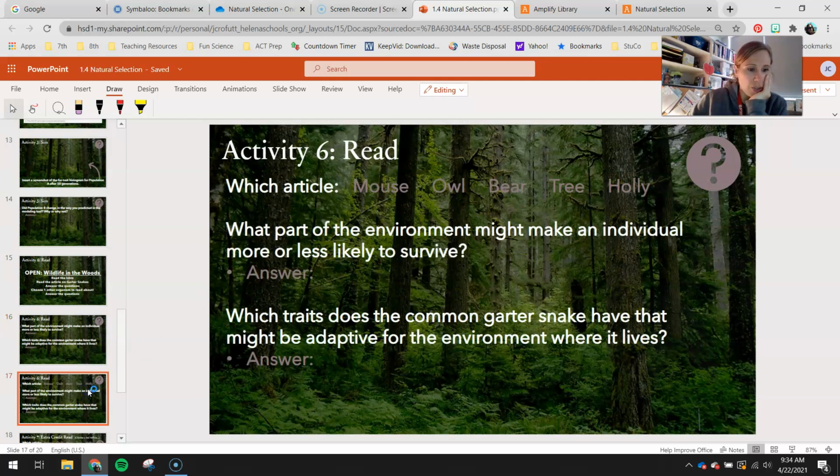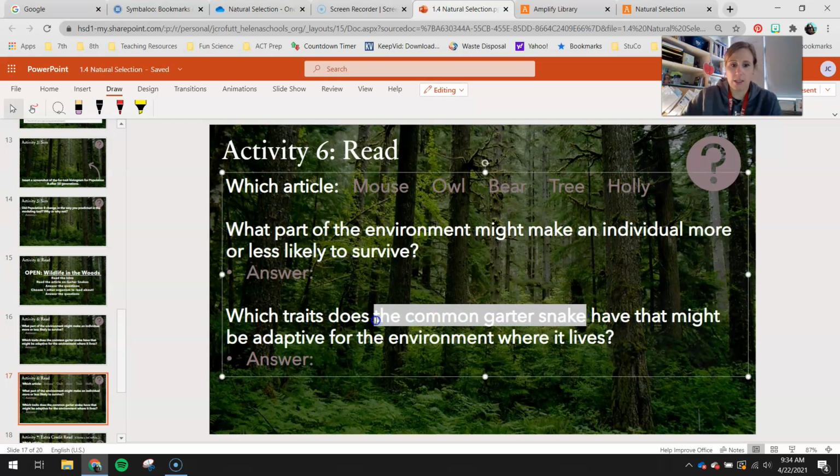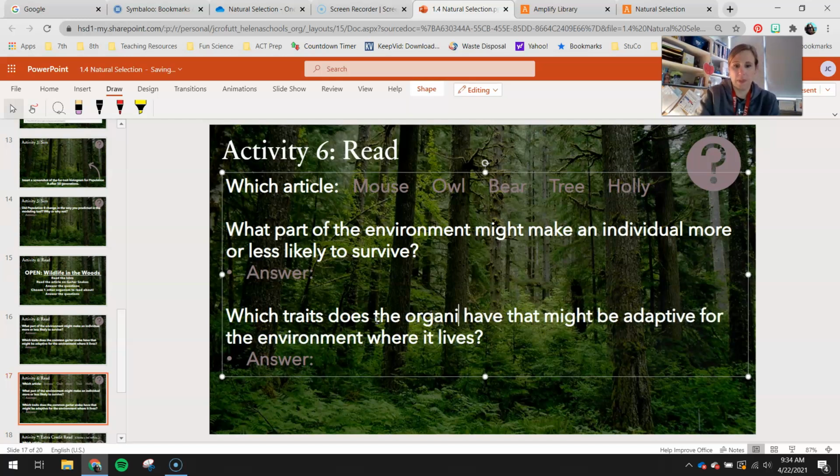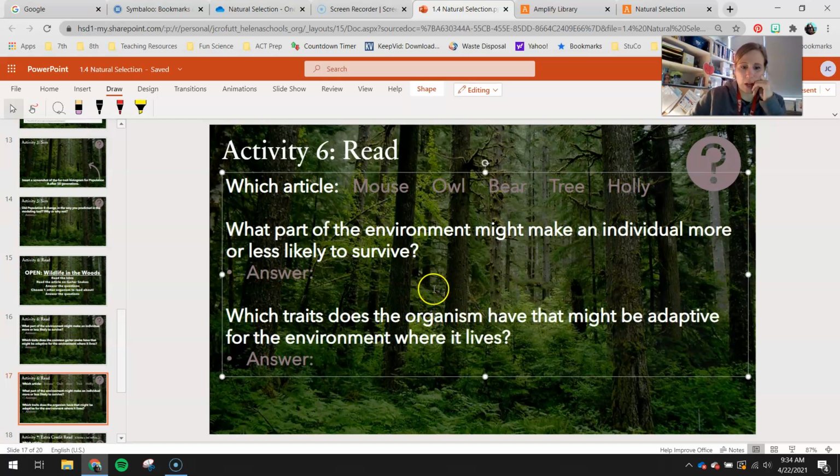Then you're going to choose one other article to read. You can choose the harvest mouse, the screech owl, the black bear, the Douglas fir tree, or the holly, which is a type of little berry tree. Read one of those, circle which one you chose, and answer those 2 questions again. What parts of the environment, living or non-living, might make an individual more or less likely to survive? What are some good things about the environment? What are some bad things? And which traits does the organism have that might be adaptive for the environment where it lives?